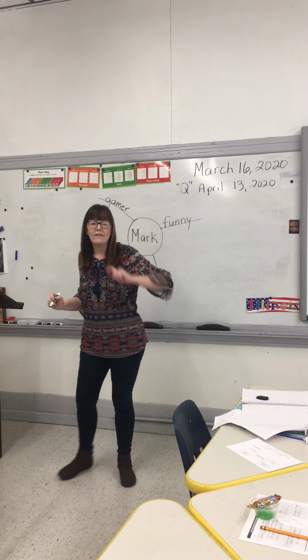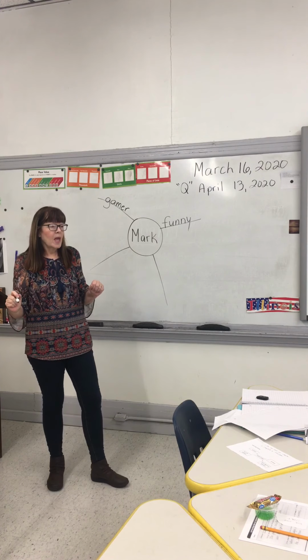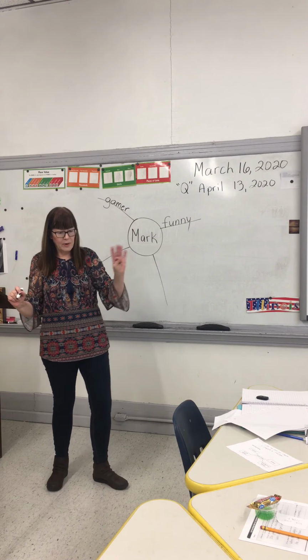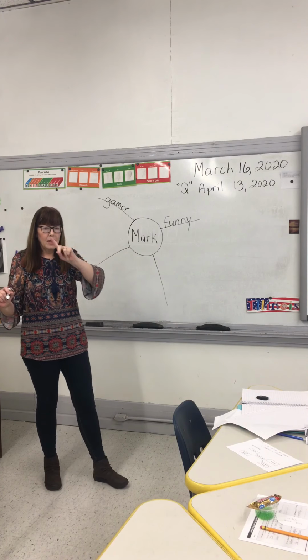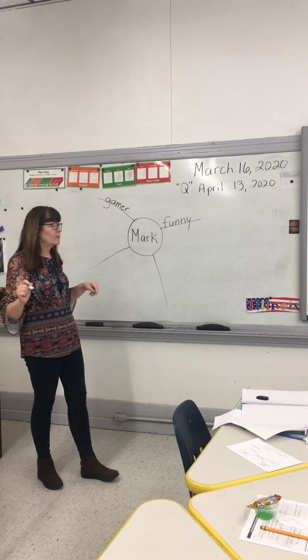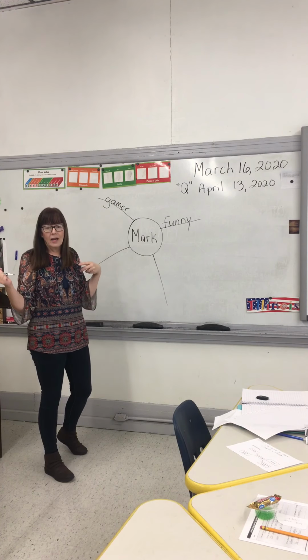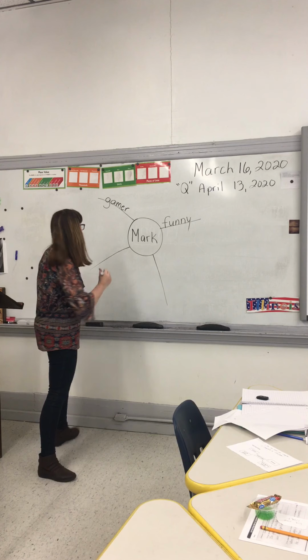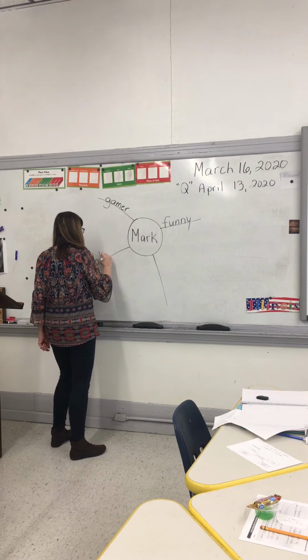You can also do one physical characteristic, so just one. You can't describe everything about the way a person looks. It's not that kind of attribute web. We're going to put one physical characteristic down for Mark, and we'll talk about his hair, and not how long it is, but it's blonde. So we'll put down blonde.